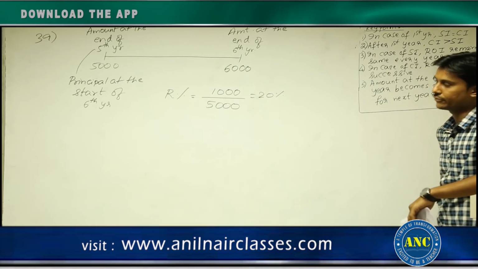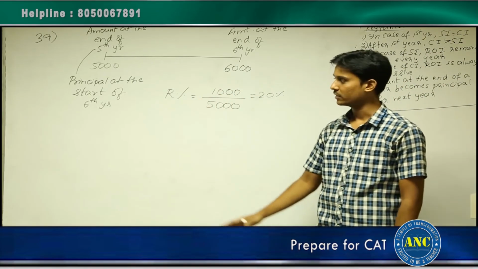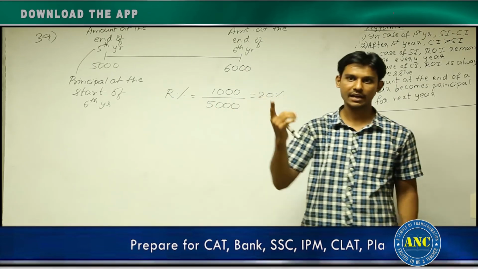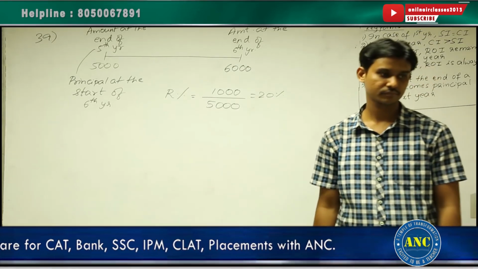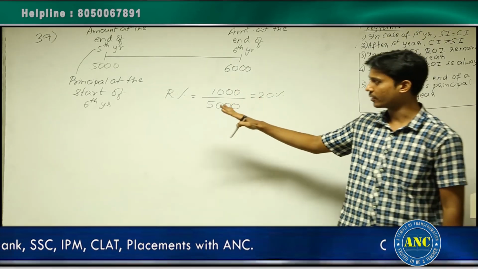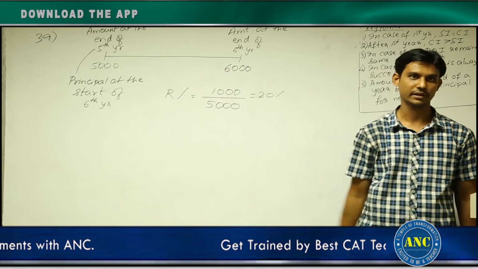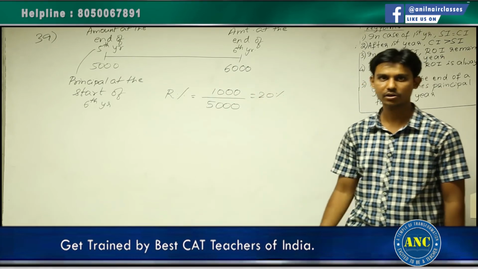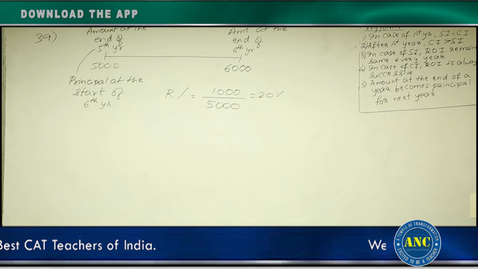Amount at the end of 5th year will become the principal for the next year. Principal for 6th year. This is the starting of 6th year, this is the ending of 6th year. Rate of interest is always calculated for 1 year duration. Initially it was 5,000, that should come in the denominator. 5,000 is becoming 6,000. There is an increase of 1,000. That should come in the numerator. How much increase or how much decrease will represent your numerator? Answer is 1000 by 5000, 1 by 5, 20%.